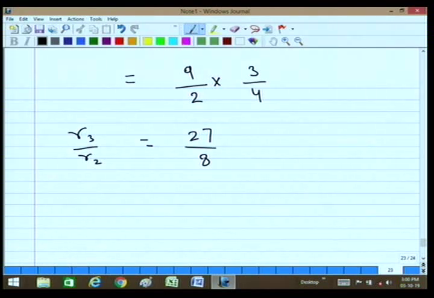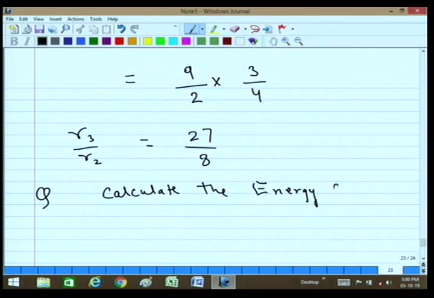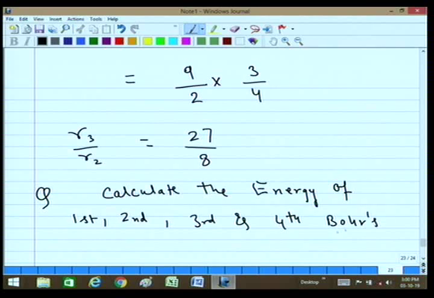So guys, our next question for you. Calculate the energy of first, second, third, and fourth Bohr's orbit of hydrogen atom in electron volt. Do this question.